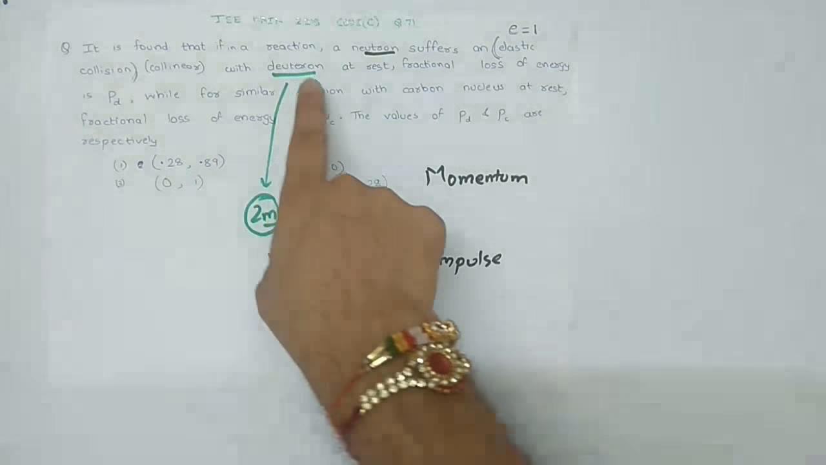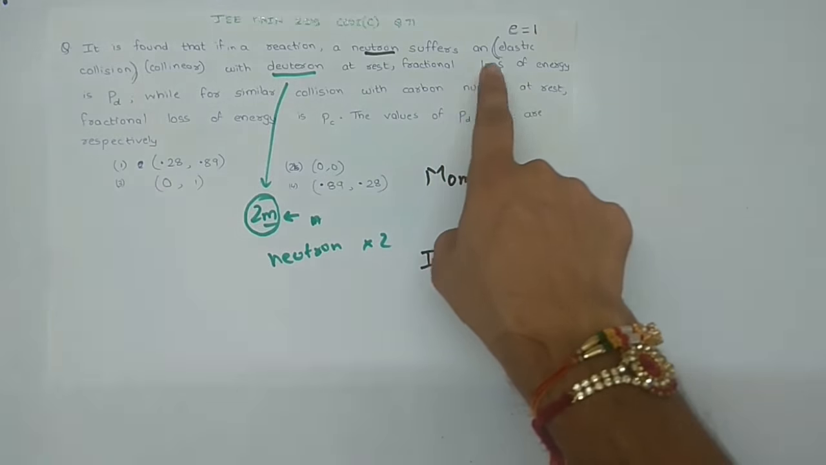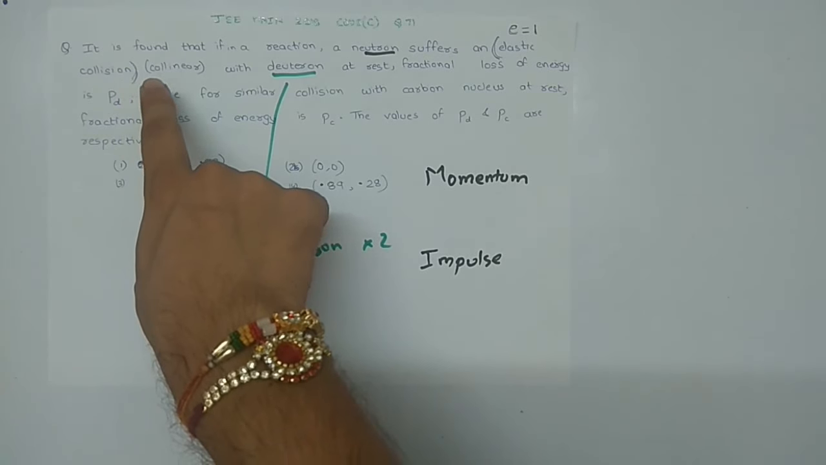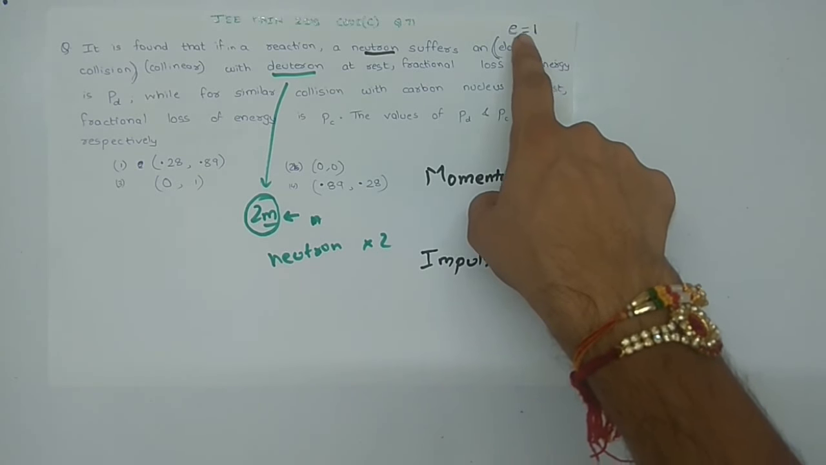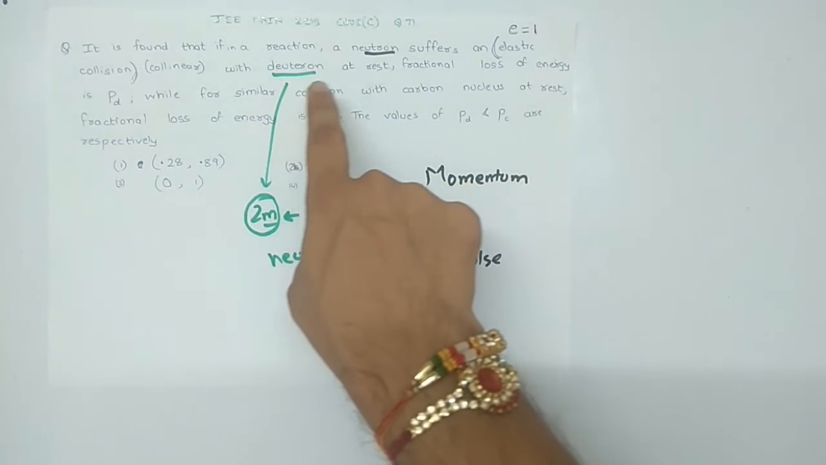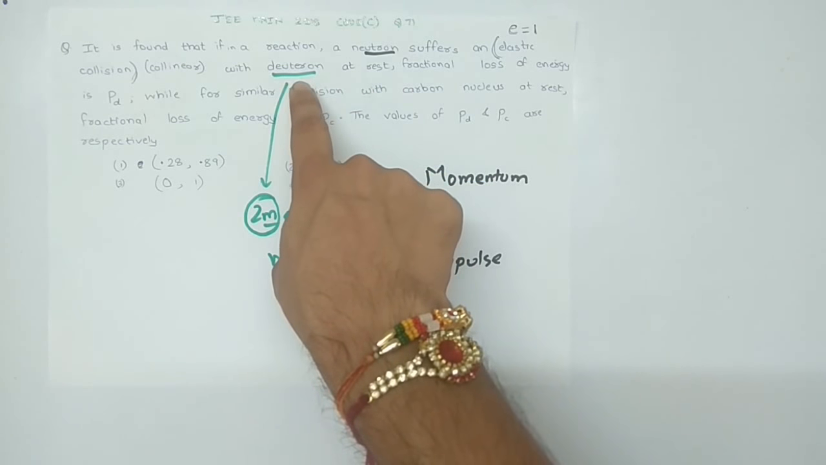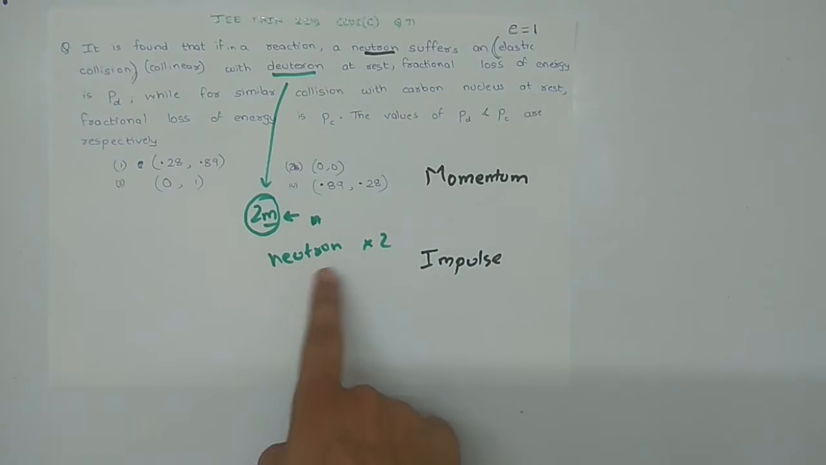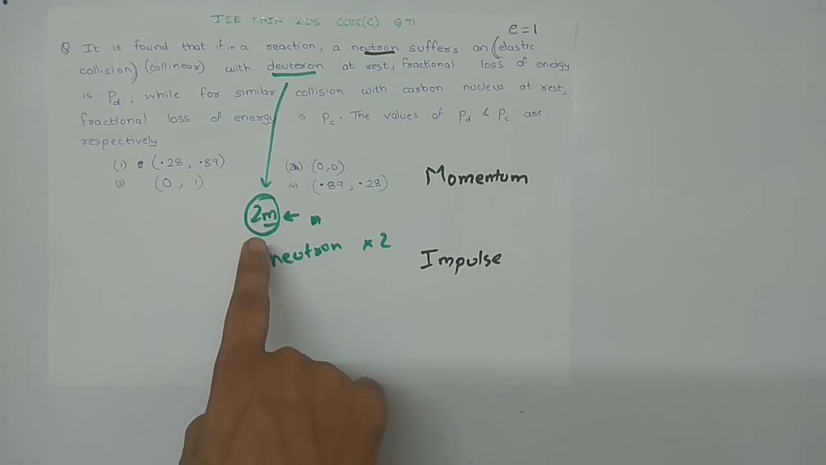It is found that if in a reaction a neutron suffers an elastic collision, since it is an elastic collision, the coefficient of restitution will be equal to 1, with deuteron at rest. For deuteron, the mass is always twice that of the neutron. Therefore, if m is the mass of the neutron, then the mass of deuteron will be 2m.